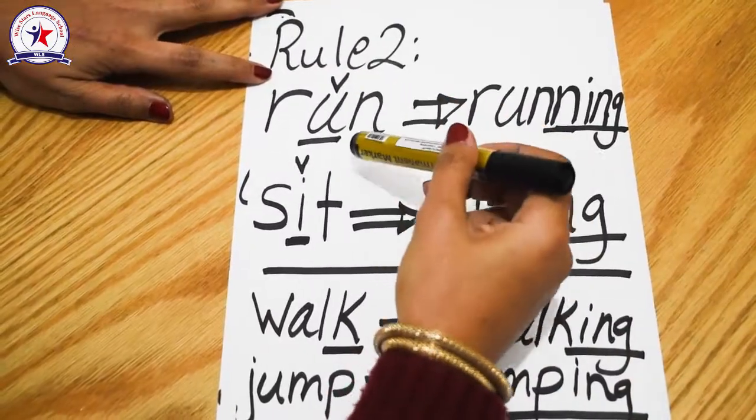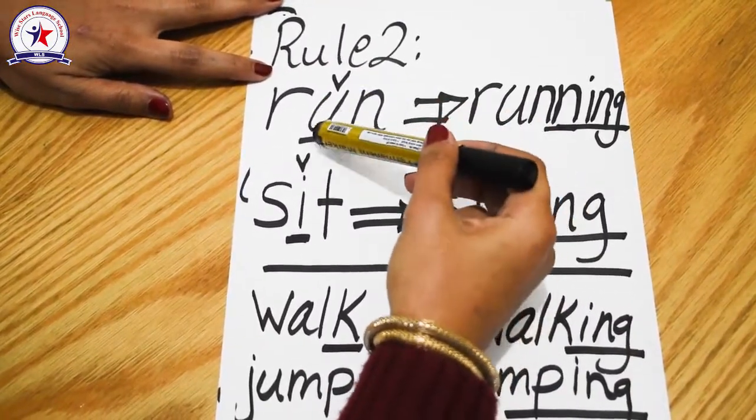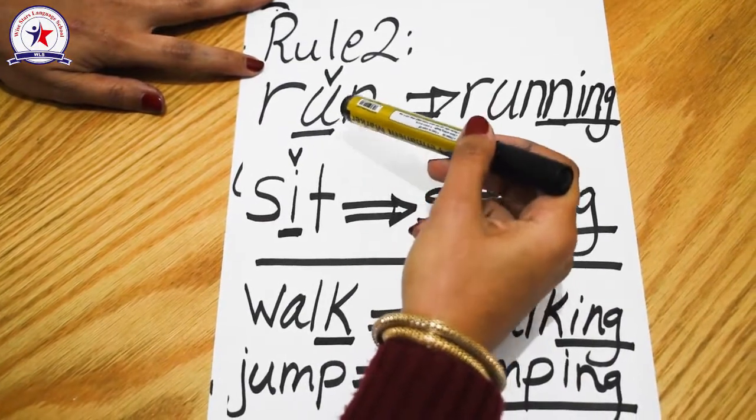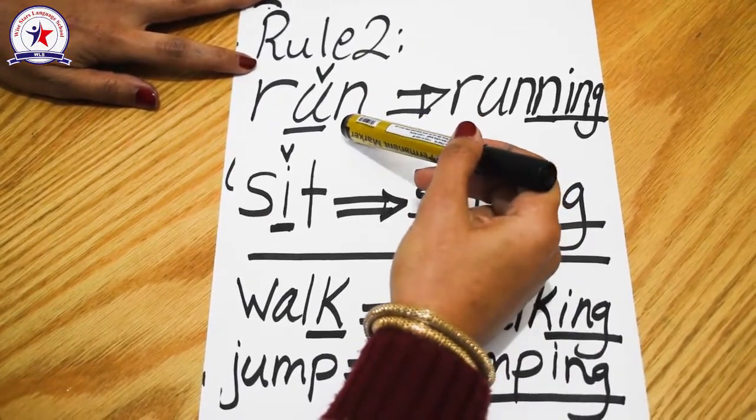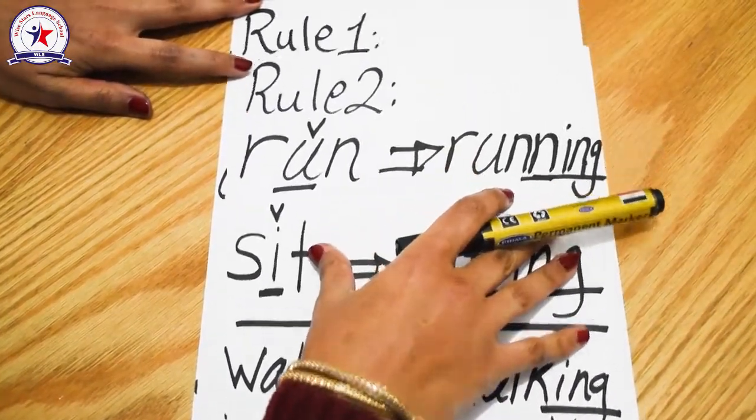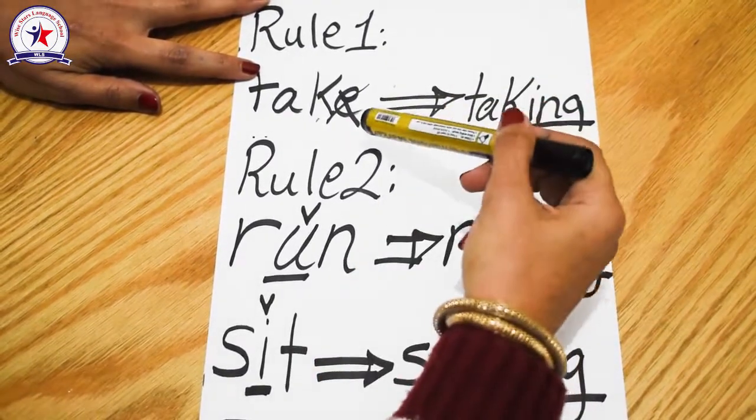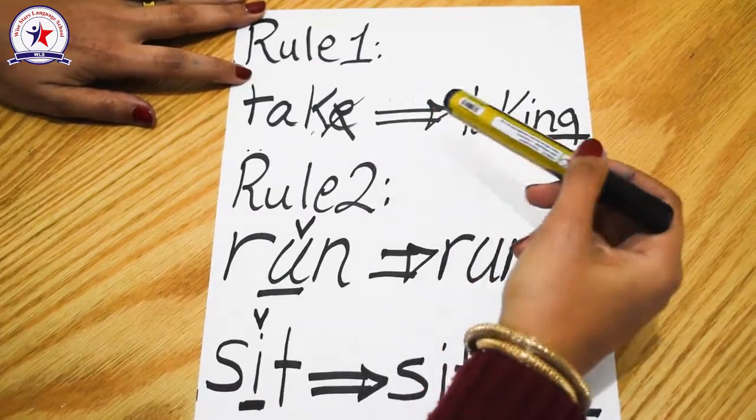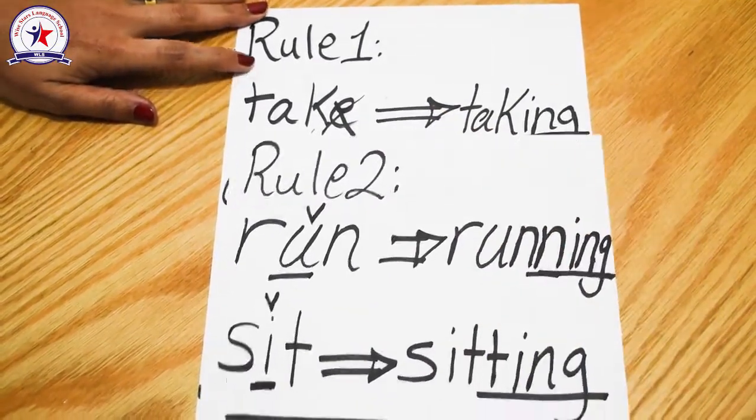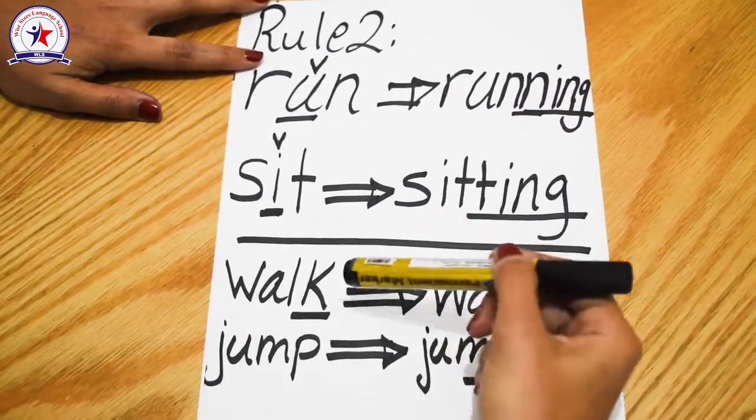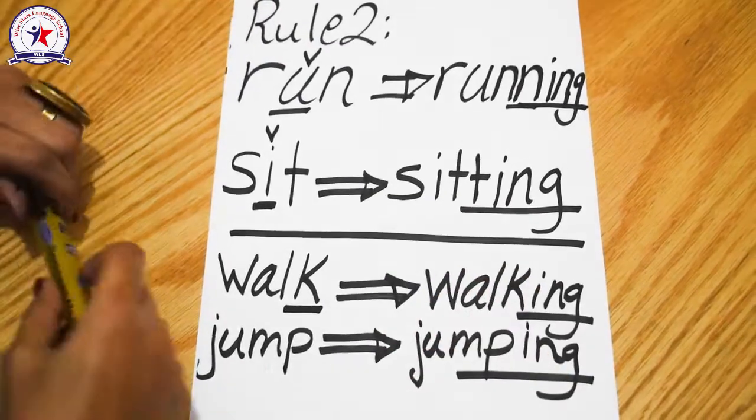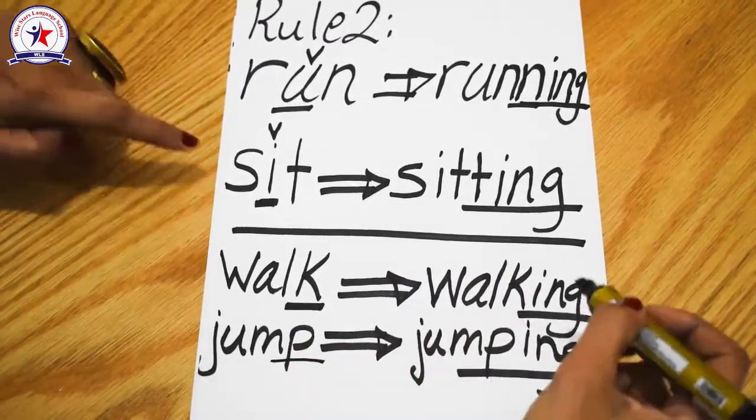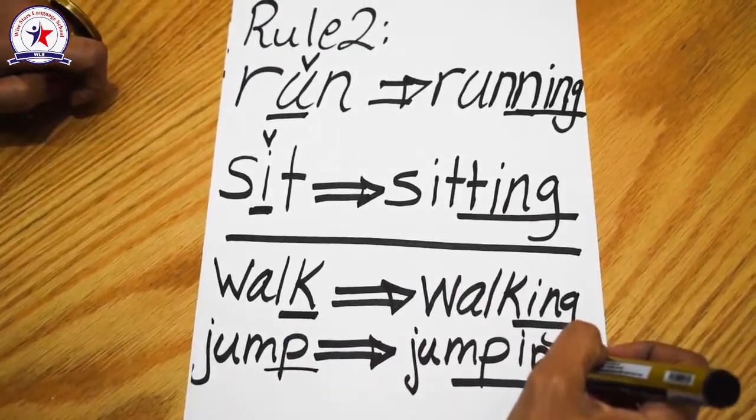So, rule number 2, the vowel before the last letter, we're going to double the last letter and write ing. Rule number 1, verbs that end with E, we're going to cross out the E and add ing. And our regular verbs that end with consonant letters, we're going to add only ing.